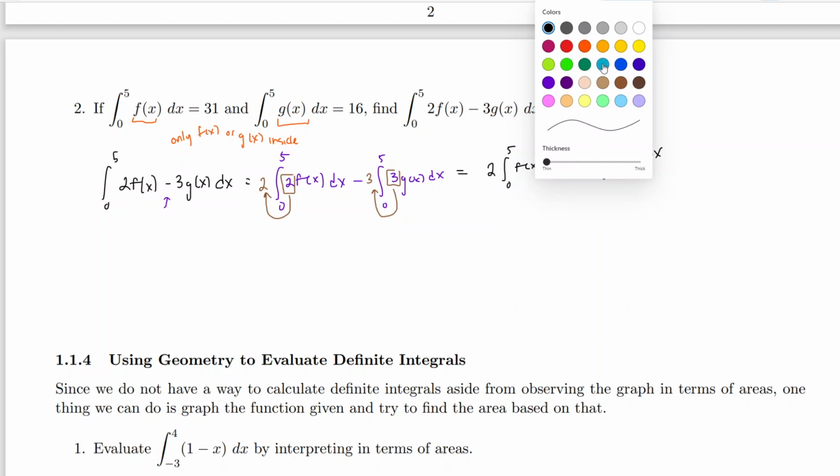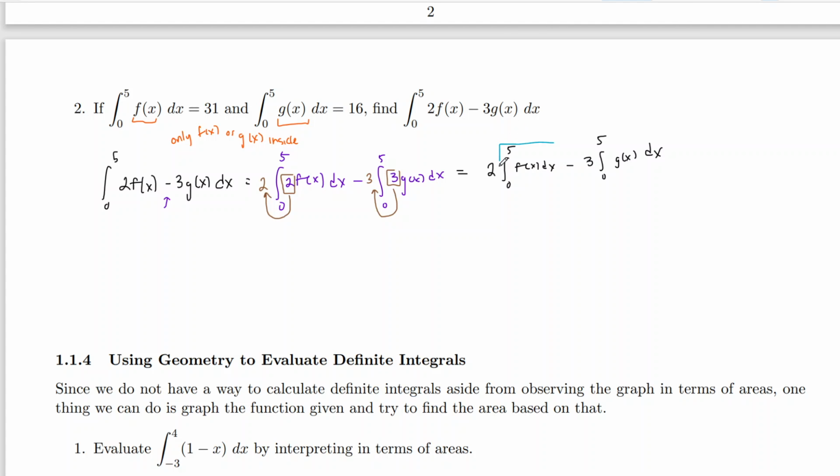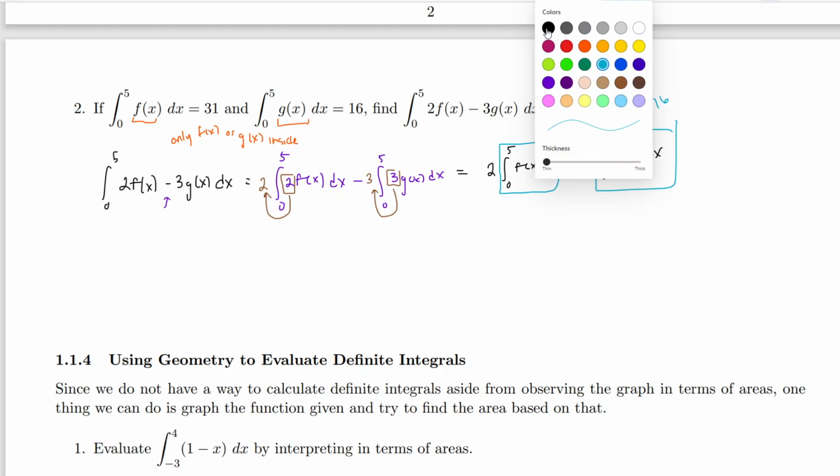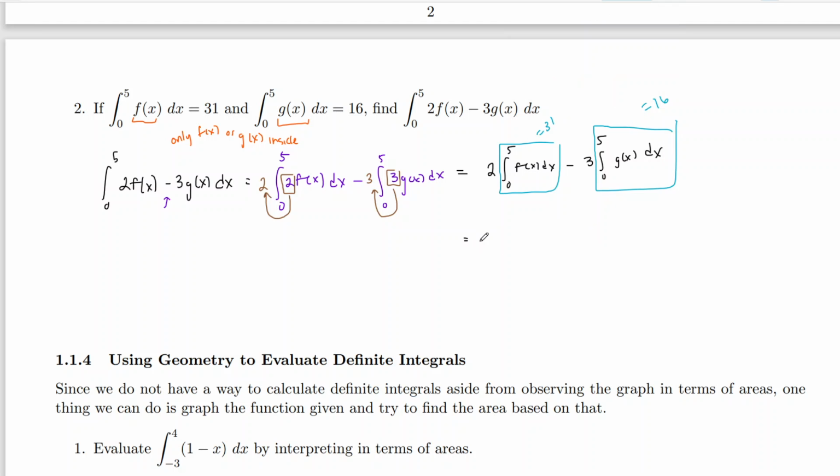And now the main thing is we now can plug in because we know what this is. This is 31. We know what this is because this is 16. And when we plug them in, what do we get? We get 2 times 31 minus 3 times 16. This is 62 minus 3 times 16, which is 48, and 62 minus 48 is 14.